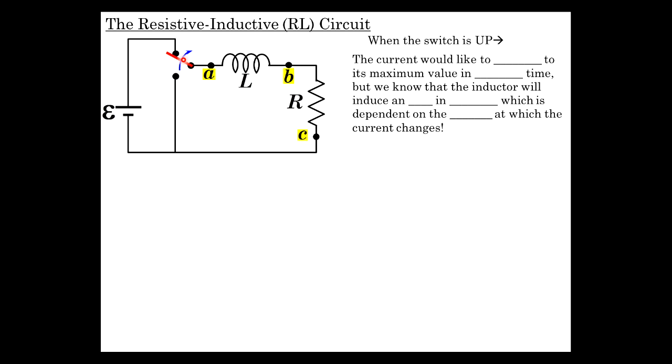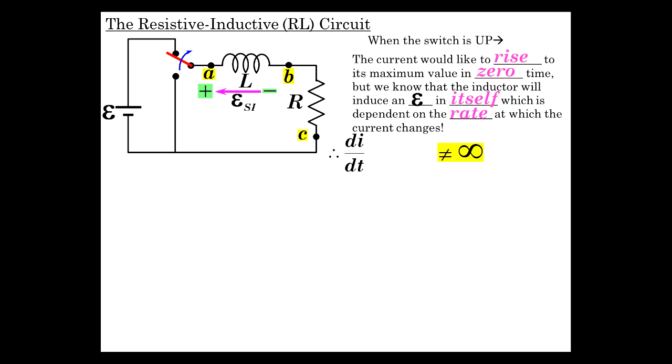So we start by switching the switch into this position so we have a circuit, and immediately the current would like to rise to its maximum value, would like to do it instantly. However, it can't, because we know an inductor will induce an EMF in itself, and that self-induced EMF is dependent on the rate at which that current changes. So here's the direction of the self-induced EMF. I usually won't use that subscript, but there it is for now for our functional understanding.